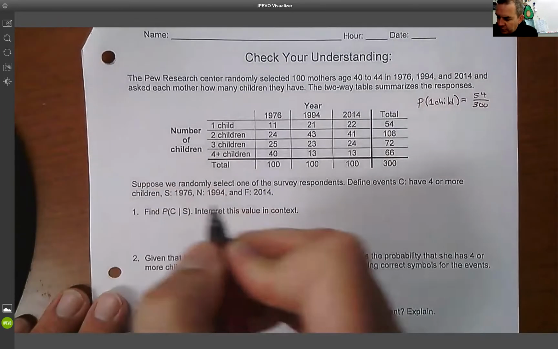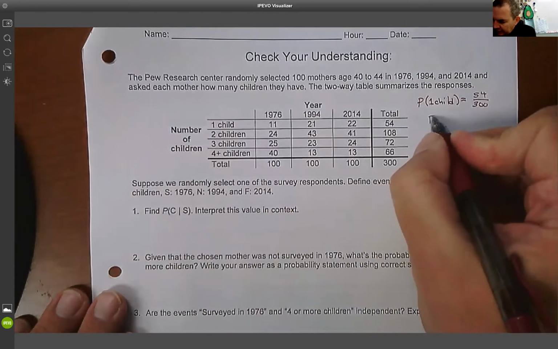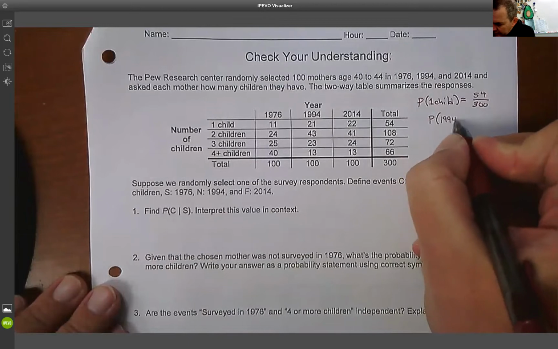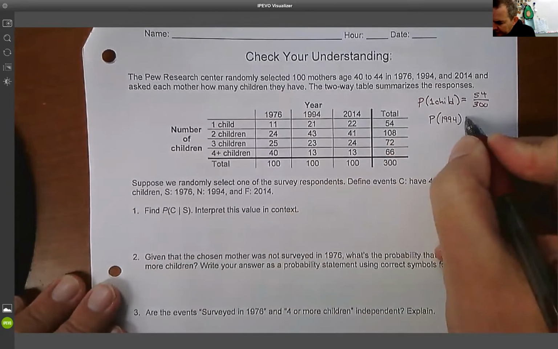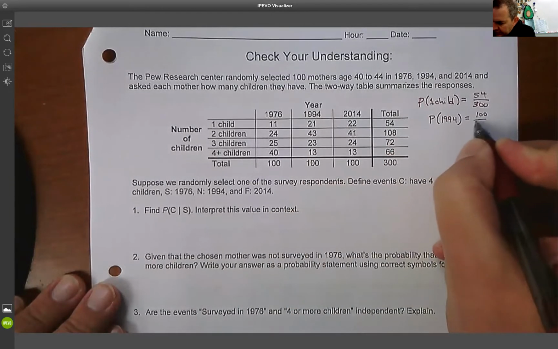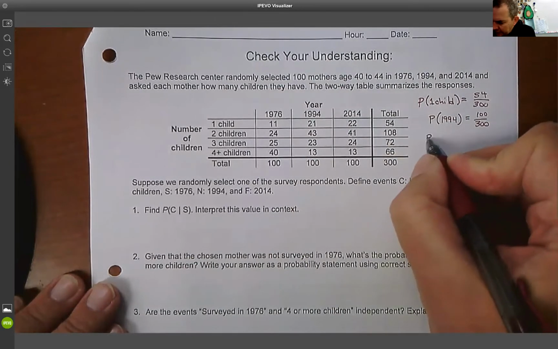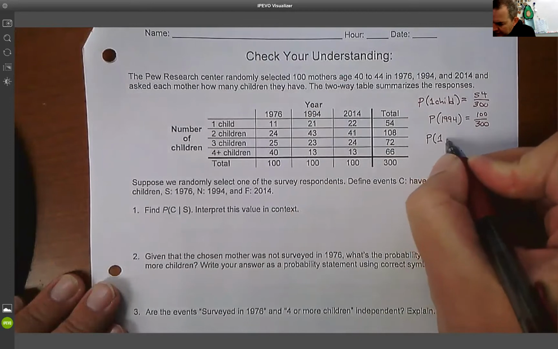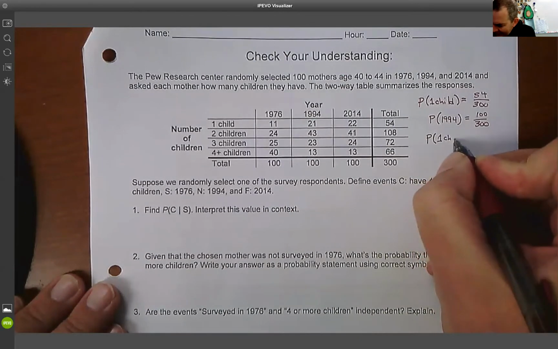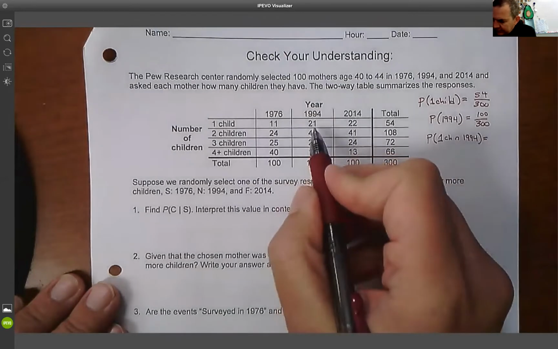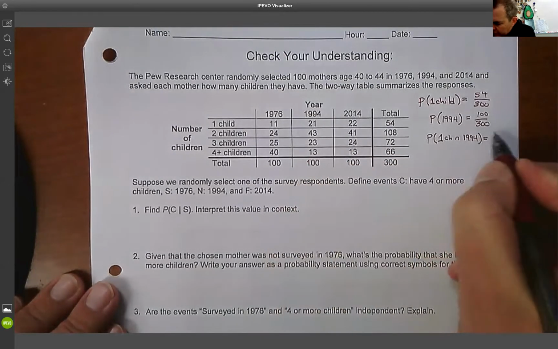If I were to ask you, what is the probability of being surveyed in 1994, that's these people here, that's going to be 100 out of 300. And just as another follow-on, we'll say, what is the probability of having one child and being surveyed in 1994? That's these 21 out of 300.